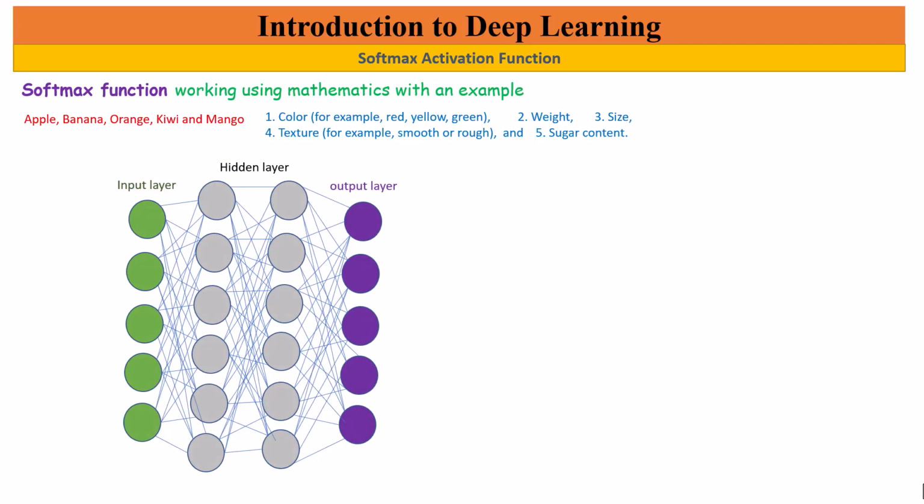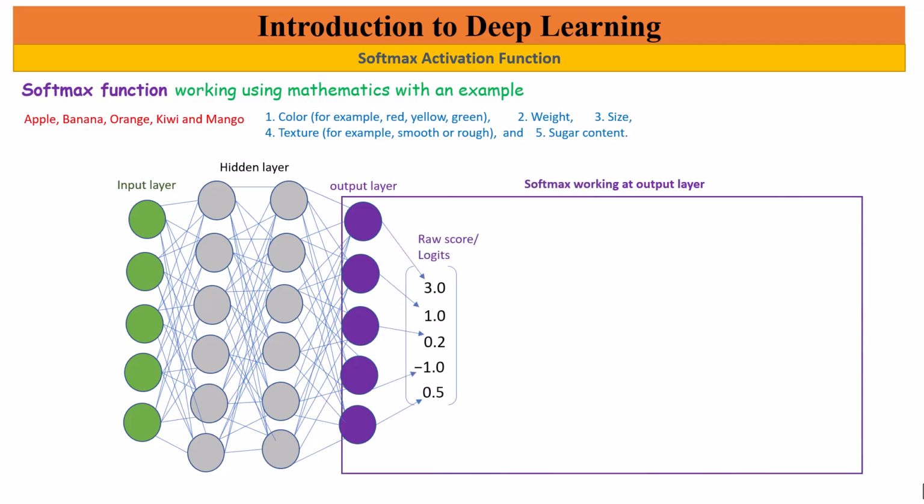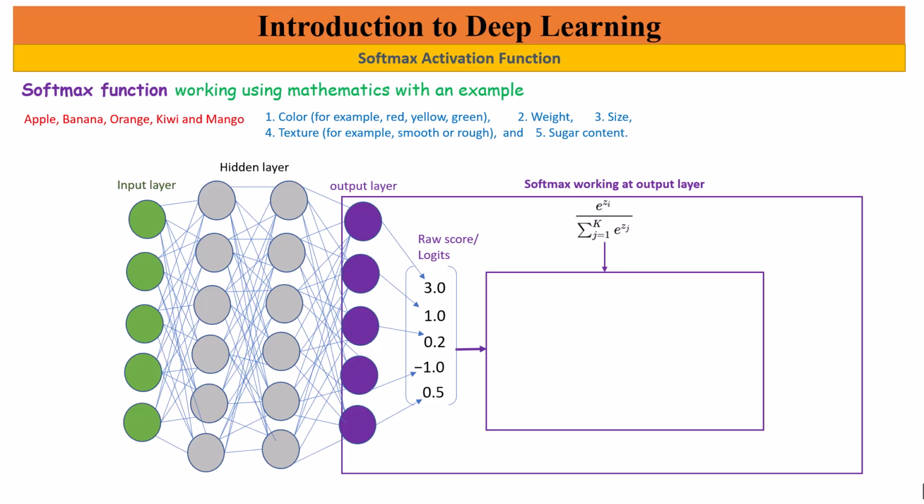In the output layer, there are 5 neurons corresponding to 5 possible fruit classes, producing the raw outputs or logits from this layer as 3, 1, 0.2, -1, 0.5, which indicate the network's unnormalized confidence scores for each fruit class. Next, these logits are fed into the Softmax activation function, which converts them into probabilities.